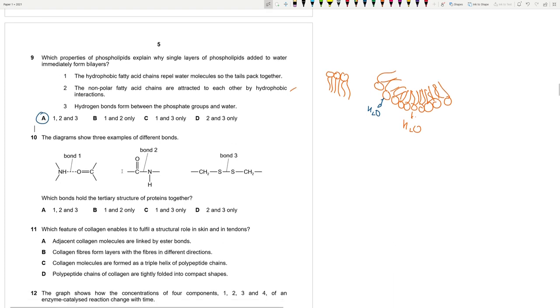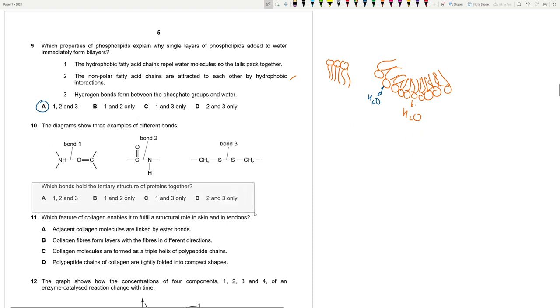10. The diagram shows 3 examples of different bonds. Which bonds hold the tertiary structure of proteins together? Yeah, we have disulfide. This is a peptide bond, so no. 2 does not, so we're going to exclude 2, and the answer should be C.